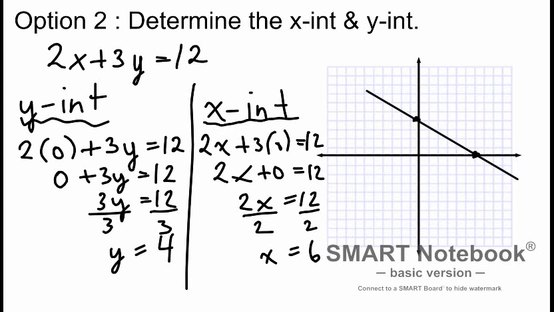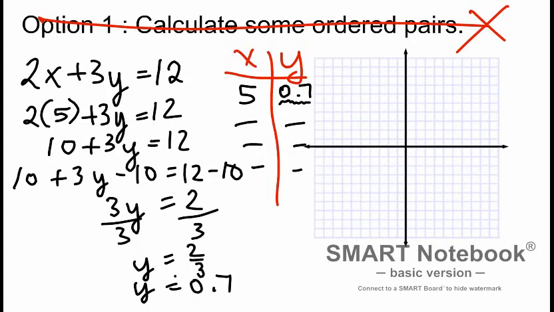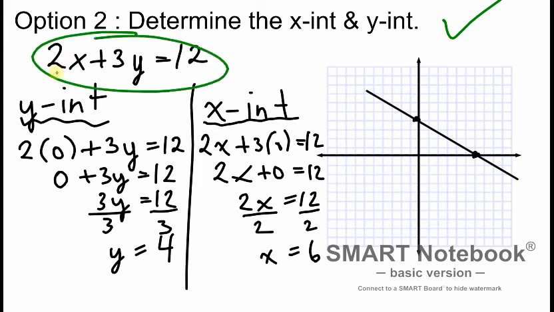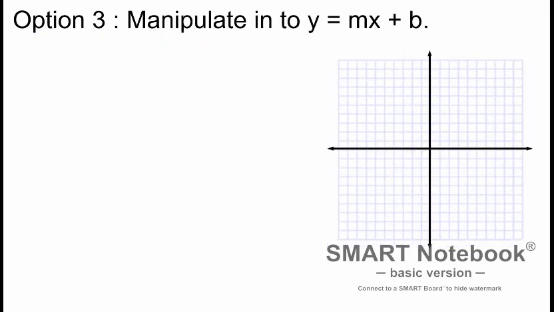And this option was way better than option 1. So option 1, no good. Option 2, way better. In fact, I'm going to put a green check mark saying I like that. And this will work for any line as long as it's written in intercepts form. What's intercepts form? The x and y variables are on the same side of the equation, and then there's just some constant or number on the other side. I am going to show you one more option for how to graph a line when it's not in slope-intercept form like this one. It's to manipulate it into y equals mx plus b.